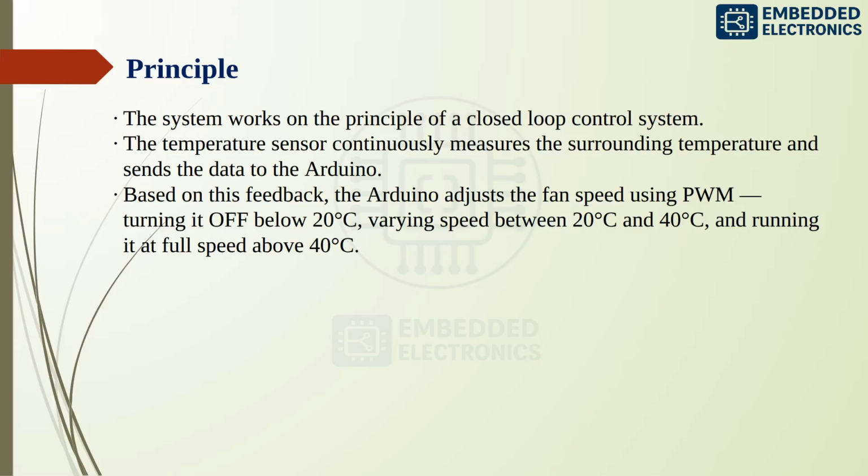But in an open loop system there is no feedback. The system works with a fixed input and does not adjust automatically, and it is less accurate. For example, a normal fan running at a fixed speed regardless of temperature. So the speed doesn't change based on room temperature. And a washing machine timer, which runs for a fixed time regardless of how clean the clothes are.